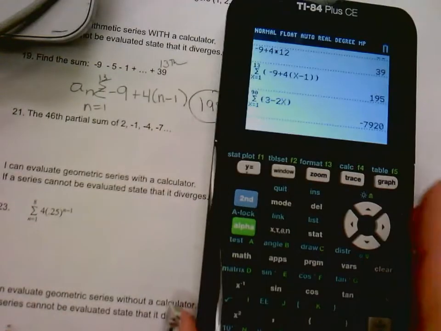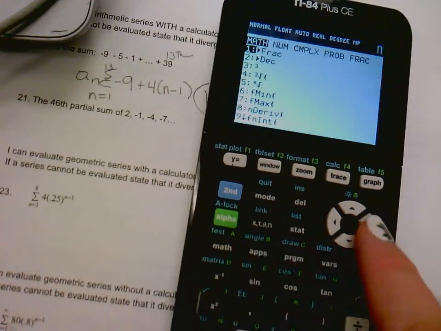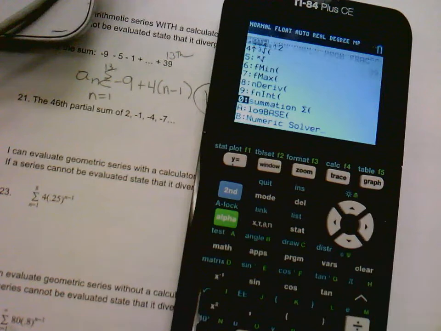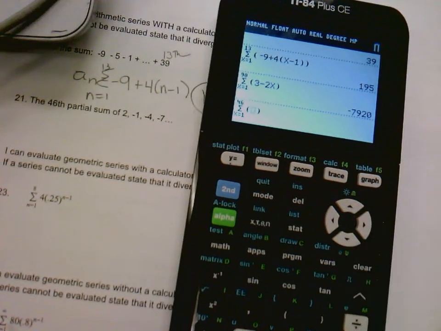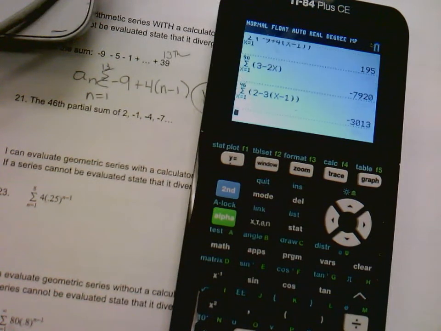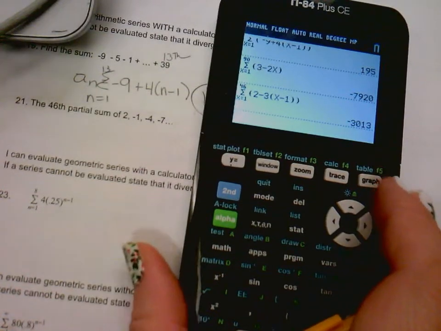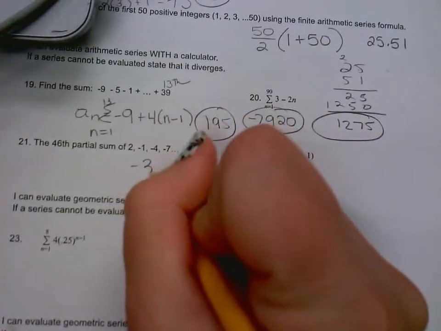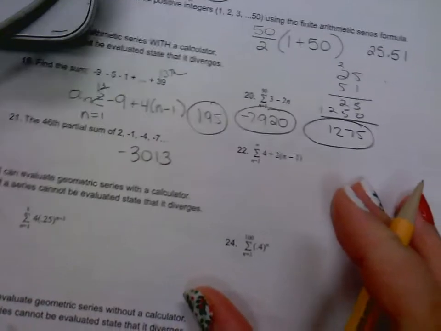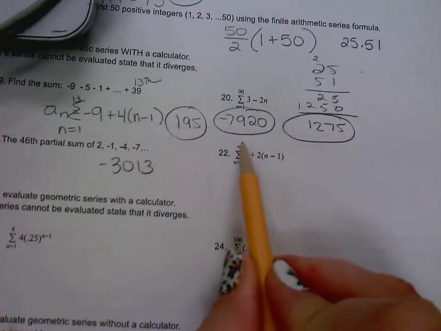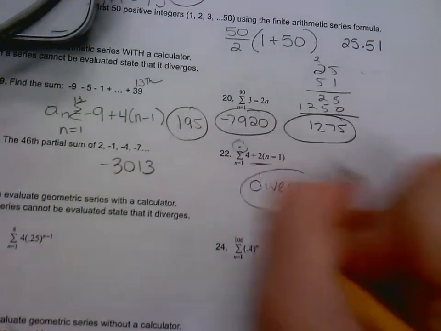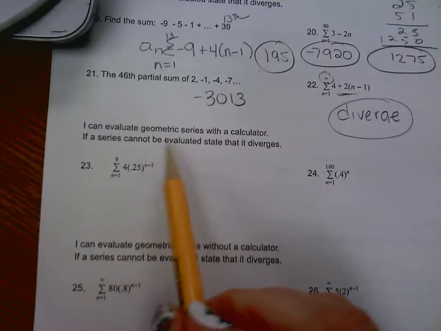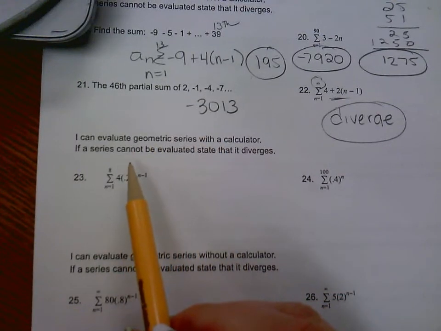Find the 46th partial sum of this sequence. So math summation, n goes from 1 to 46, 2 minus 3 times n minus 1, -3013. Infinite sum, and this is an arithmetic sequence, so this is going to diverge. No sum.